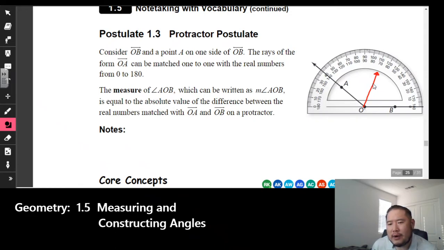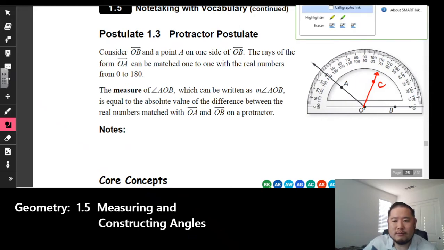Because let's say right here, if I were to add this ray, and let's say that that's point C, angle O could technically be 3 different angles right here. It could be AOC, it could be COB, or it could be angle AOB. All from this, because they all have the same vertex. That's why you've got to use 3 letters majority of the time.